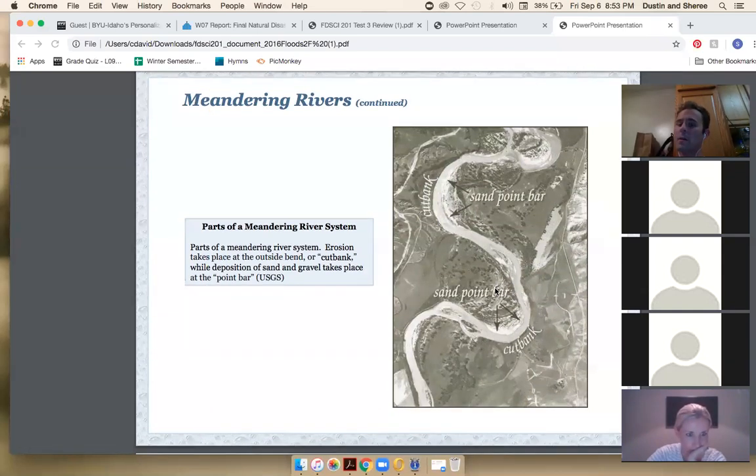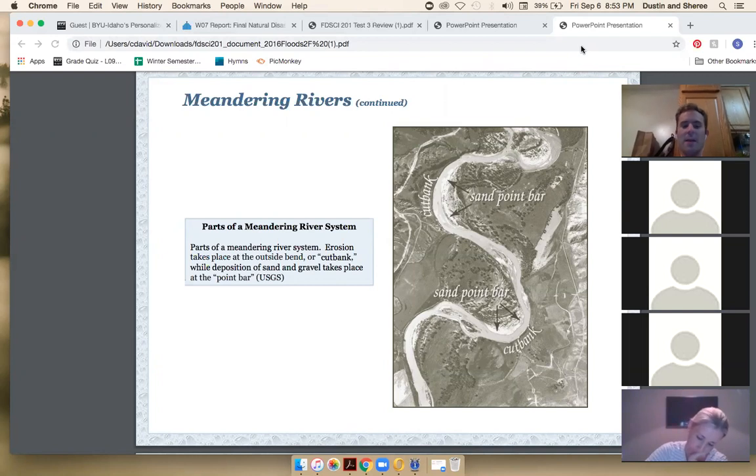Now, with rivers, there's two things happening in a meandering river simultaneously. You have deposition and you have erosion. So what's deposition? Can anyone talk about what's deposition? Does anybody know? Okay, we got a chat here. That's right. It's depositing. Great, Karen.